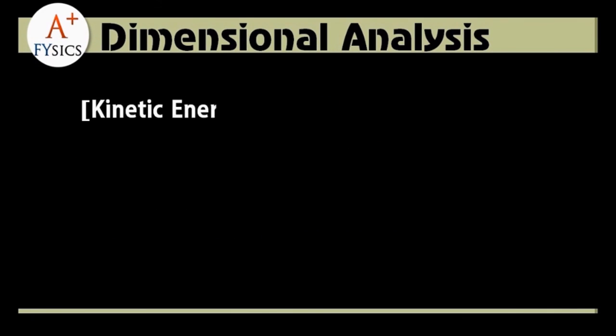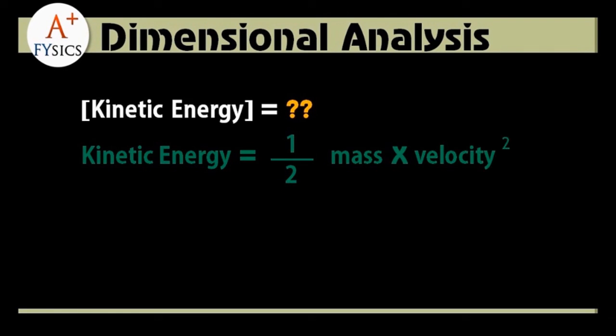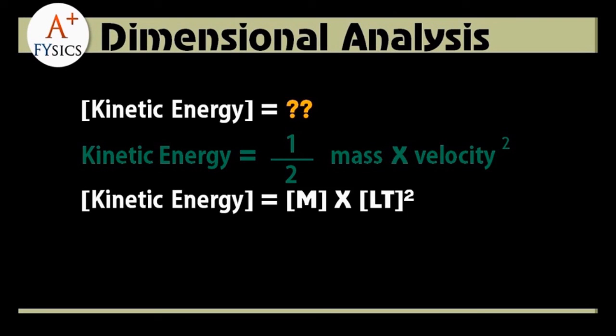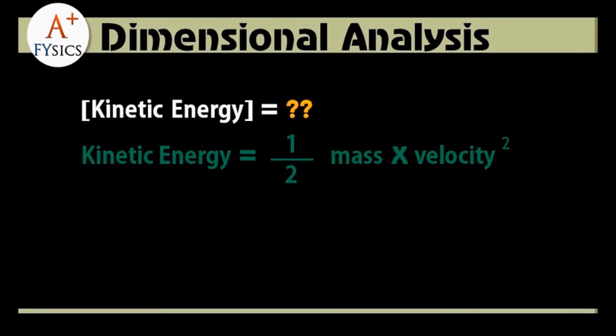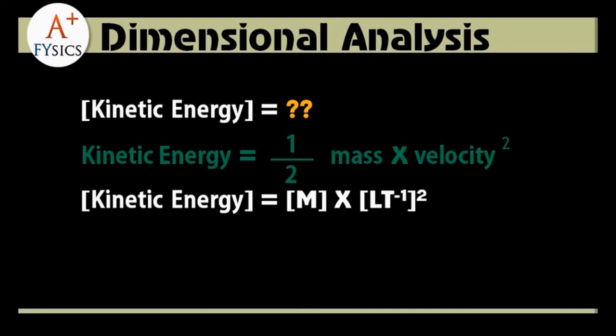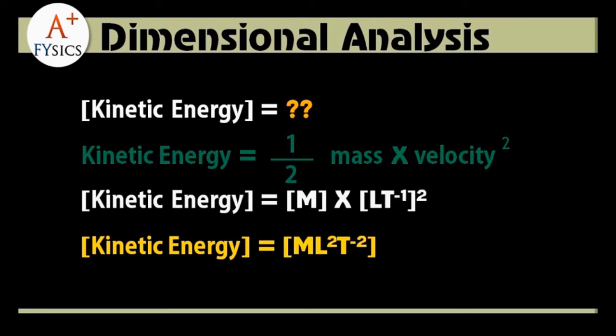How about kinetic energy? Does it have the same dimensions or not? Let's see. Kinetic energy is half multiplied by mass multiplied by velocity squared. There are no dimensions for half. Mass is mass, velocity is length times time to the power of minus 1, but remember, the velocity is squared. Then you get mass multiplied by length squared times time to the power of minus 2. So the dimensions are mass, length squared, time to the power of minus 2. Kinetic energy has the same dimensions as potential energy.